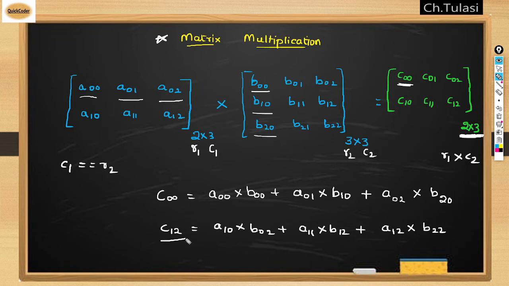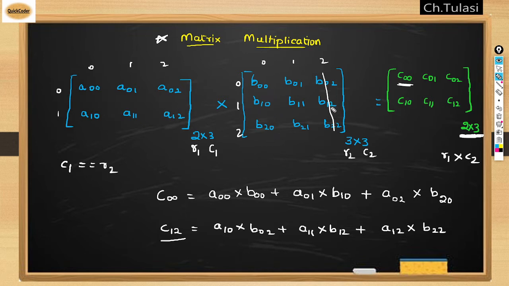But suppose we are calculating C12, then the first row, second column, because this is zero based indexing, no? So you think like that. C12 means first row, second column. Like this we will perform matrix multiplication.